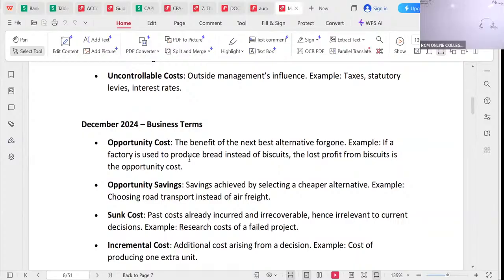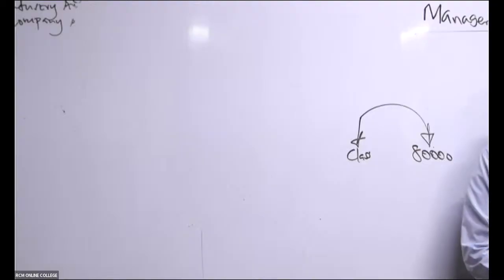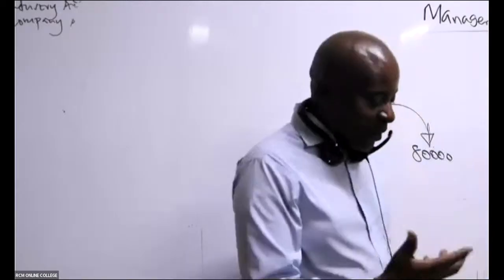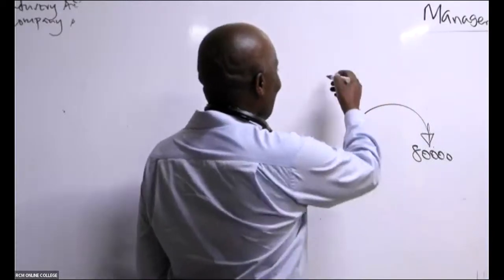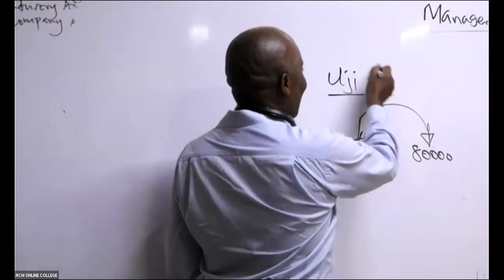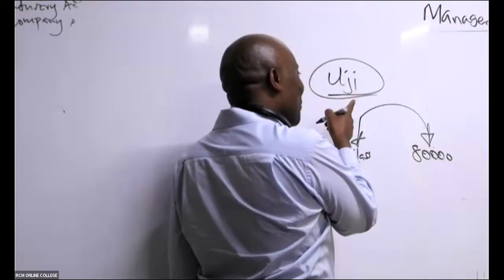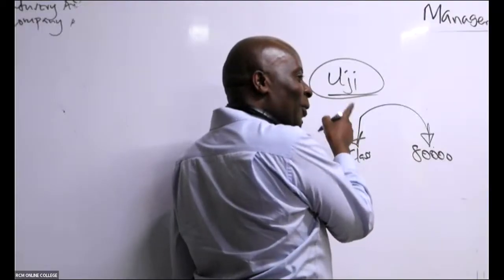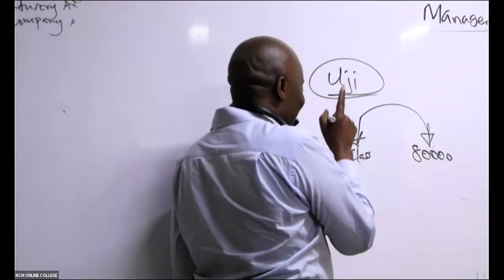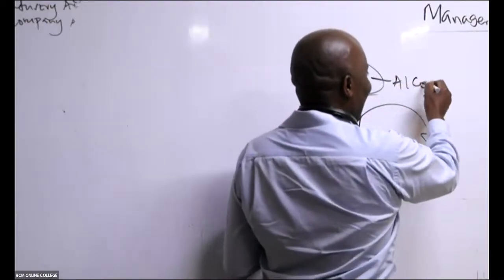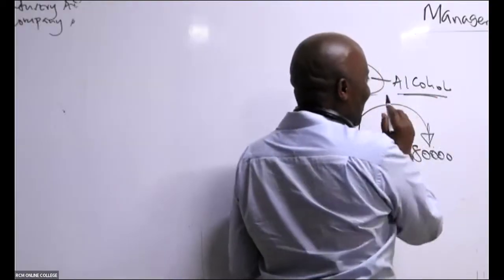Then we have opportunity savings. The same case, and this is really practical, including my students who are online. Assuming there is somebody who takes some uji. You know, uji is a popular word now, isn't it? Perhaps you were used to taking some uji in the evening. You know the uji I'm talking about? You guys are young at heart, right? Some alcohol.